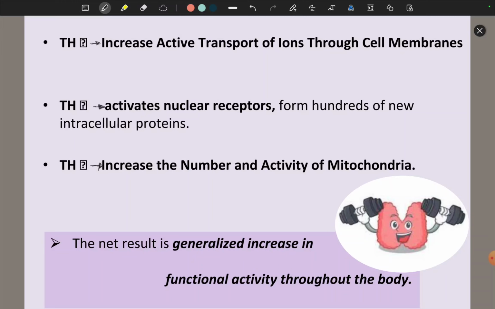Mitochondrial activity increases. Why? Because the body needs more oxygen and more energy. You know, mitochondria is the powerhouse of the cell. So all metabolism increases and all activity throughout the body increases. So what is the action of thyroid hormone? One of the functions of thyroid hormone is calorigenic.